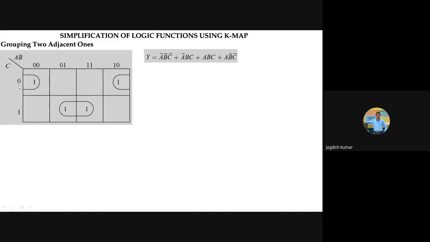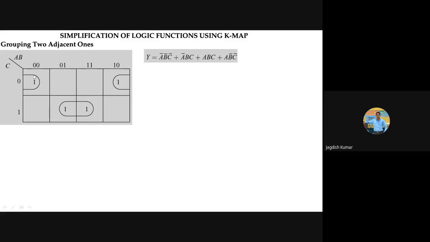So what is the meaning? Wherever this is the C column, this is the AB row. This is the AB portion, this is the C portion. So C portion being 0 means it is representing C complement, and this is representing C. If there is a 1, that is called C, or the variable as such. If there is 0, it means the complement of the variable. So this is A complement B complement. This is representing A complement B, because the first one is 0, the second one is 1. So this is A complement B. This is AB. This is A B complement. I hope it is clear.